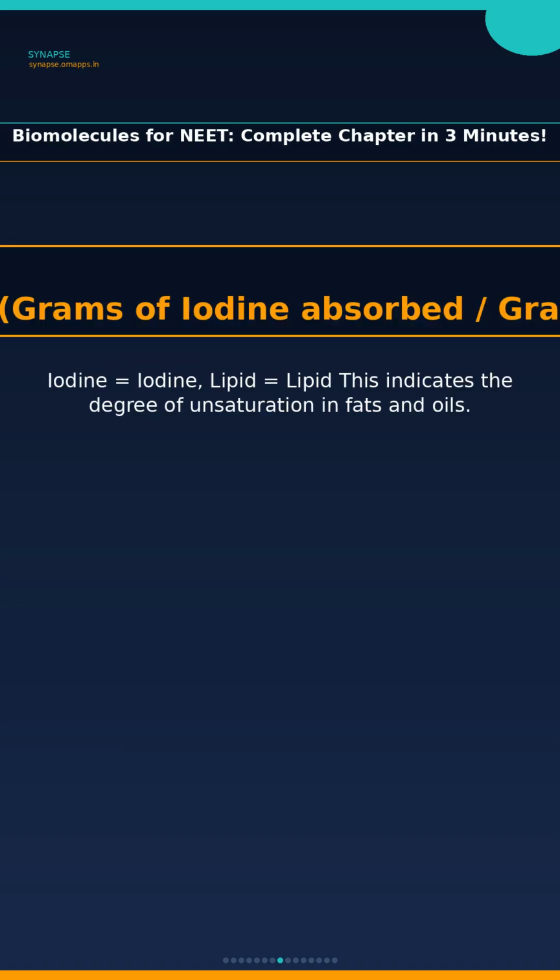Here's another important formula, the iodine number. This tells you how many double bonds are present in fats and oils. A higher iodine number means more unsaturation. It's a good indicator of the type of lipid you're dealing with.